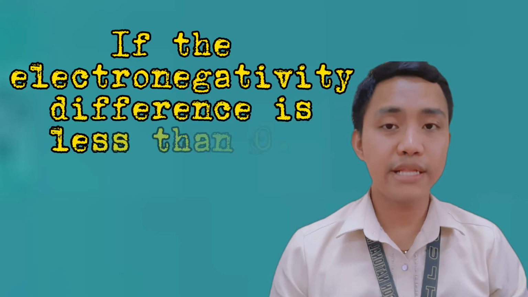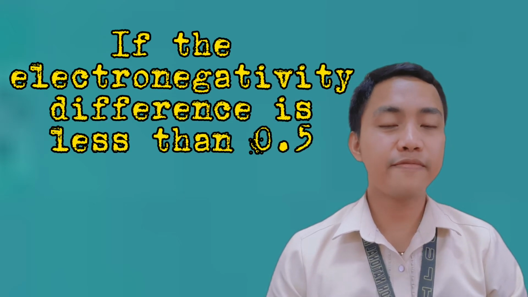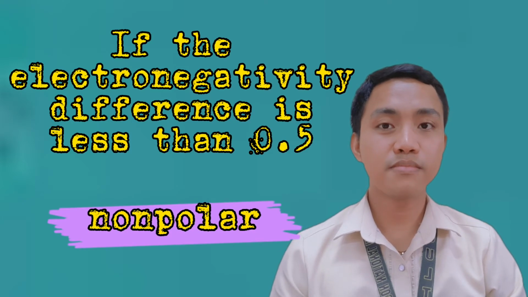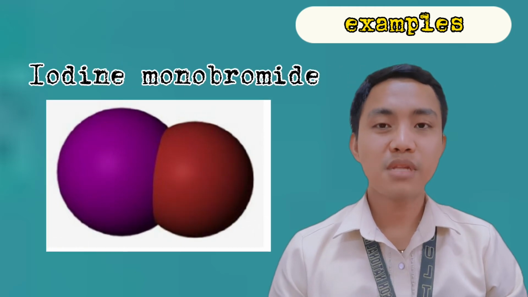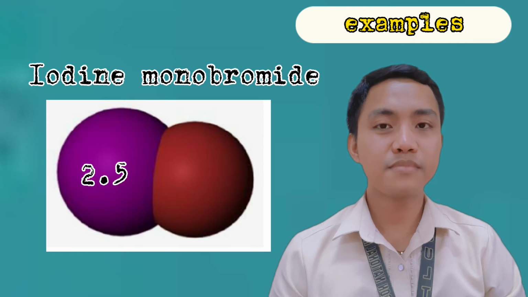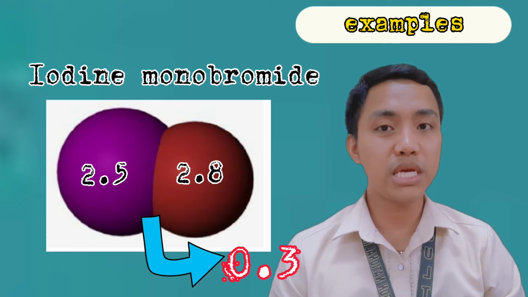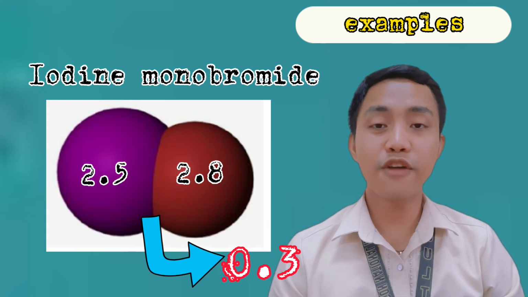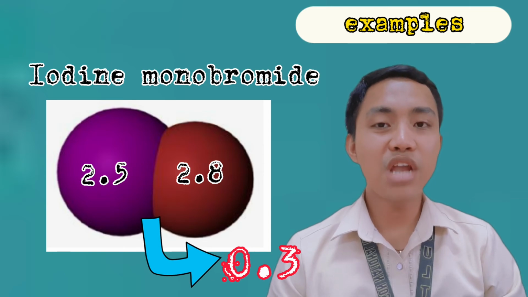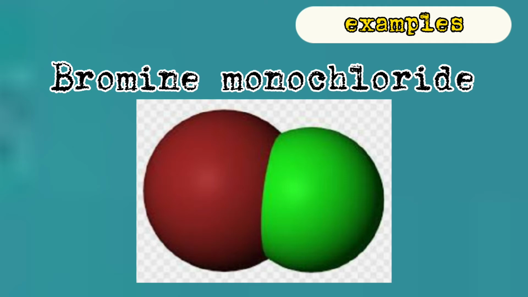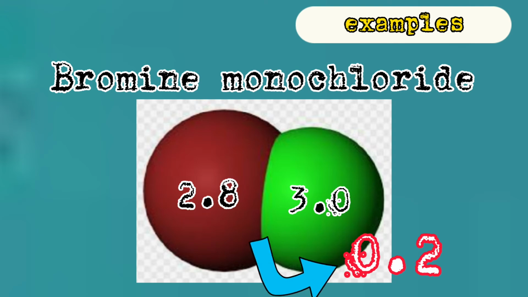If the electronegativity difference of the atoms is less than 0.5, then that particular molecule is non-polar. Example, iodine monobromide. The electronegativity of iodine is 2.5 and the electronegativity of bromine is 2.8. Their electronegativity difference is 0.3, which is less than 0.5. Therefore, iodine monobromide is a non-polar molecule. Another example is bromine monochloride. The electronegativity of bromine is 2.8 and the electronegativity of chlorine is 3.0, and their electronegativity difference is less than 0.5. Therefore, bromine monochloride is a non-polar molecule.